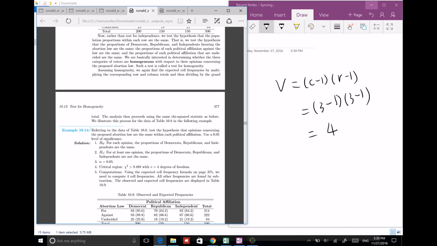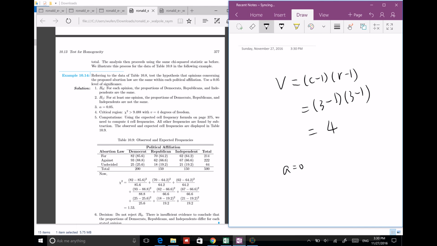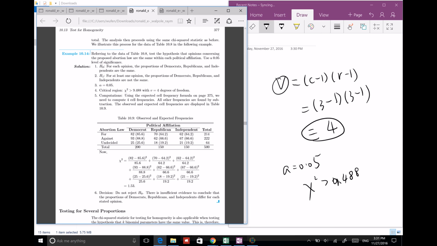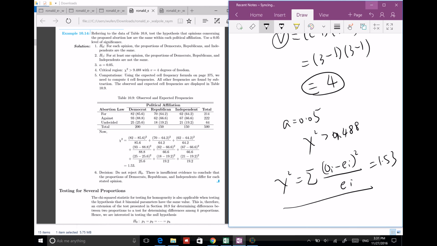With the degrees of freedom, we find the chi-square. At alpha equals 0.05 and 4 degrees of freedom, the critical value is 9.488, and we reject if chi-square is bigger than that. Using the formula chi-square equals the sum of (O_i minus E_i) squared over E_i, I find the chi-square is 1.53. It's less than this critical value, so we do not reject the null hypothesis. There is not sufficient evidence to conclude that the proportions of Democrats, Republicans, and Independents are different from each other.